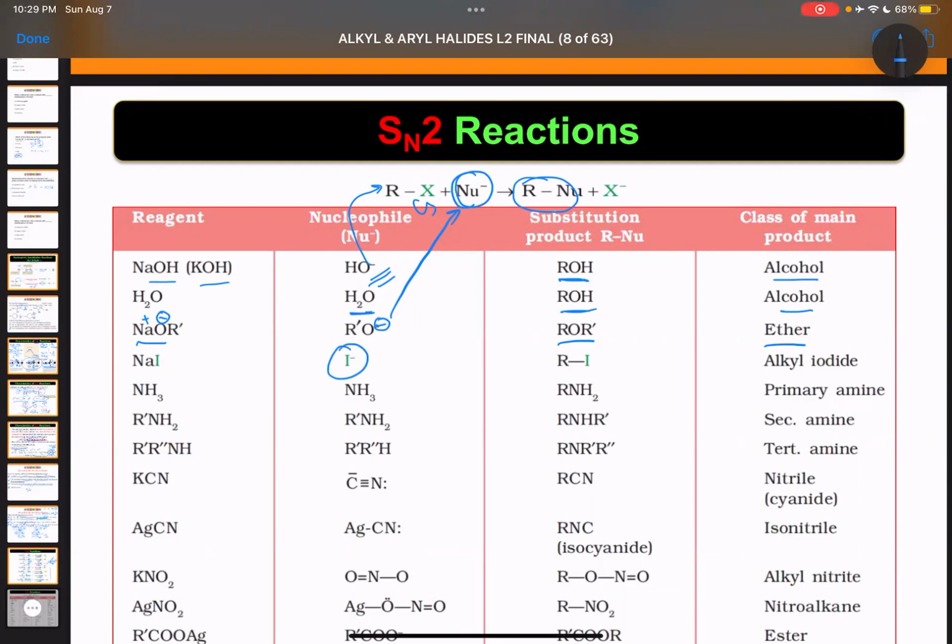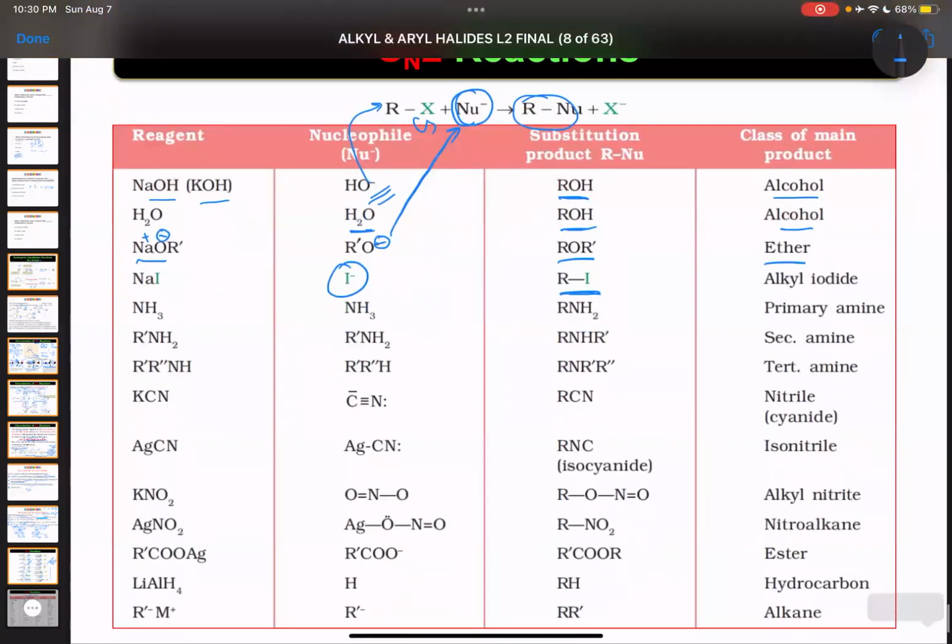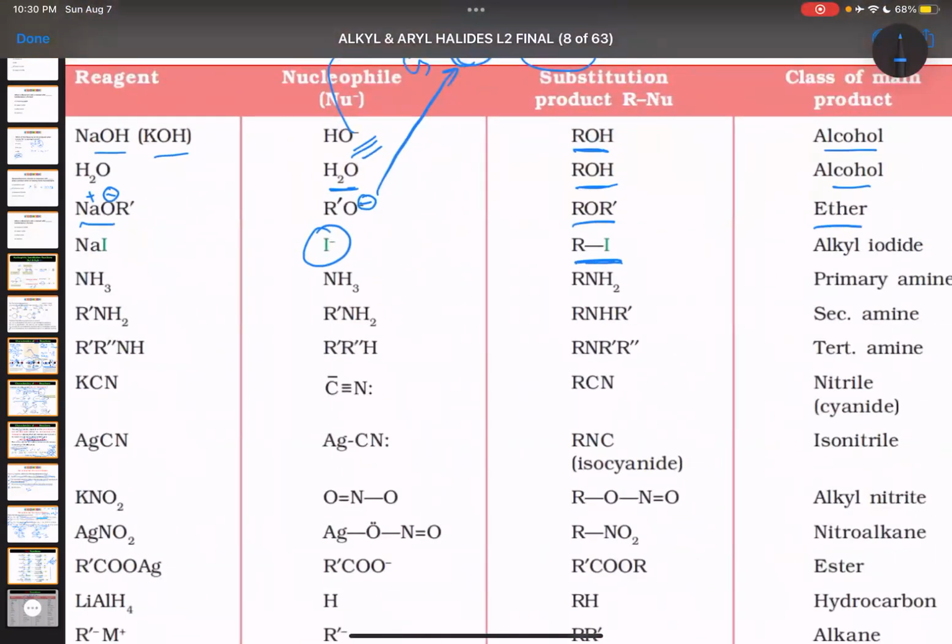If you take NaI or KI, the Cl or Br is going to come out and I will get attached to the alkyl halide. This is the Finkelstein reaction. If you remember, we prepared aryl iodides and aryl fluorides by heating diazonium salt with KI and HBF4. But in alkyl halides, the alkyl iodides were prepared by the Finkelstein reaction and alkyl fluorides were prepared by the Swarts reaction. Just try to recall what we studied. So this is the alkyl iodide.